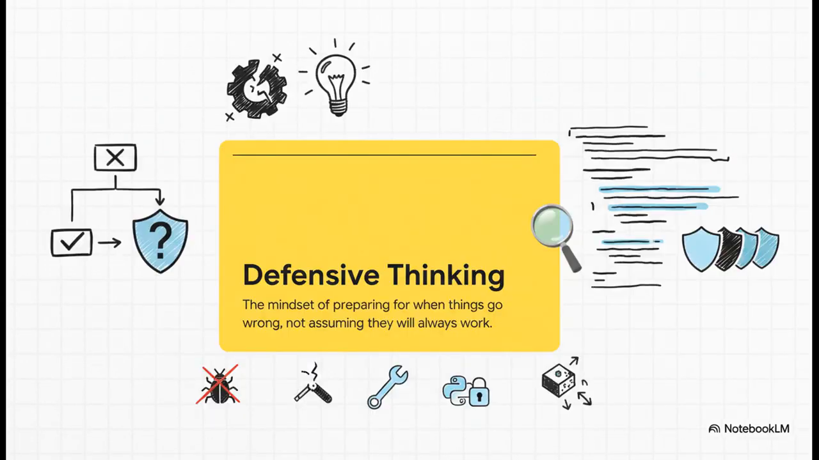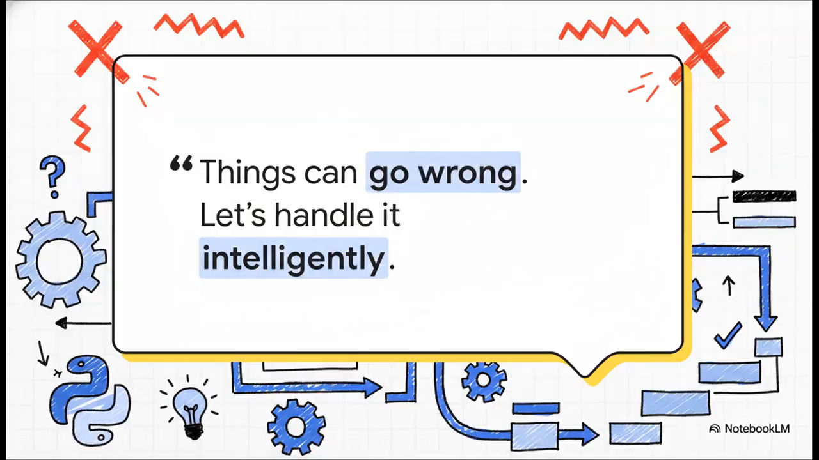All of this really comes down to one core idea: defensive thinking. It's a mindset where you stop assuming everything will go perfectly. Because, let's be honest, it never does. You start asking, what if the user messes up? What if that file is missing? You prepare for things to go wrong, and making that mental shift is really what separates a beginner from a professional engineer. So the next time you see that wall of red text, just take a breath.